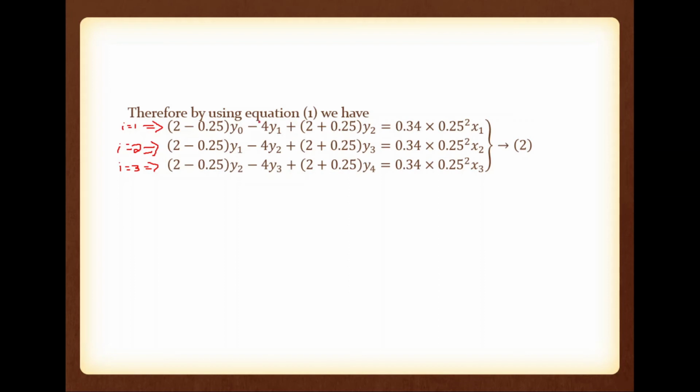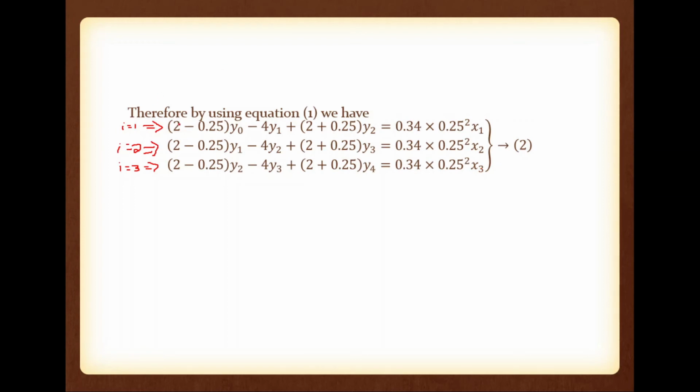A number of things you can do. First one, what is the value of y0? y0 is 1. So you can replace y0 with 1, since y0 is already available. Now we can replace y4 with minus 1. This is minus 1. Is it okay? Now you can replace x1, x2 and x3 with 0.25, 0.5 and 0.75 respectively.